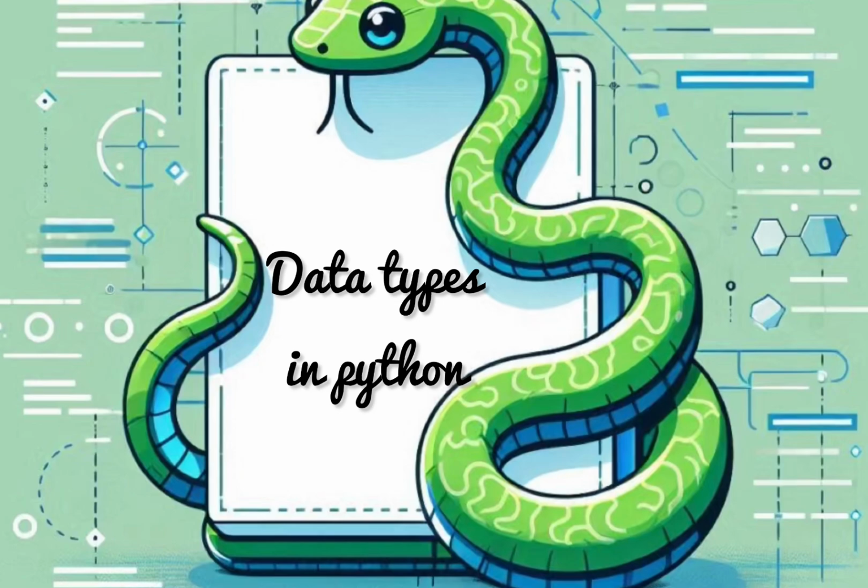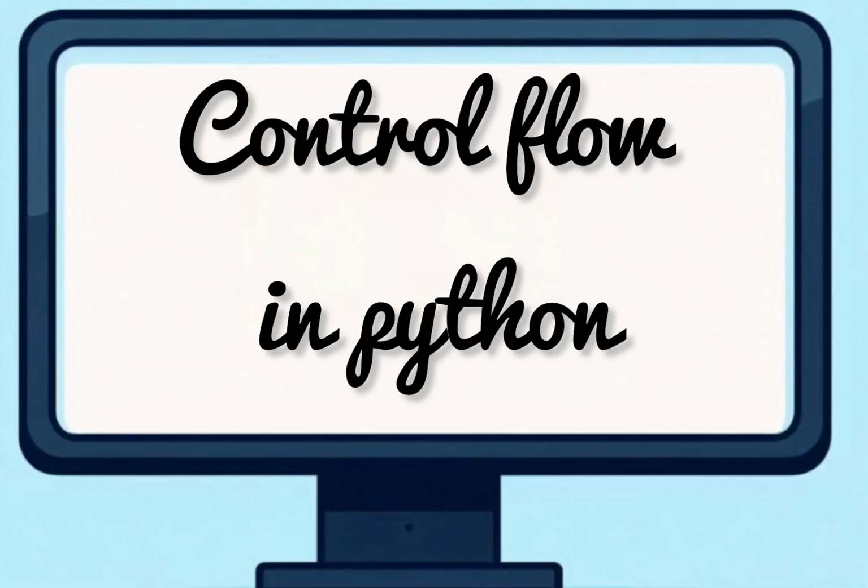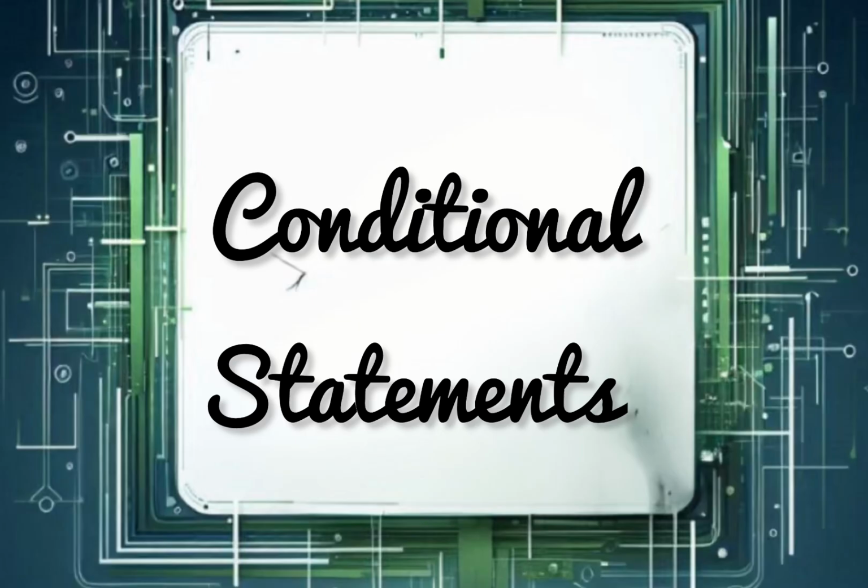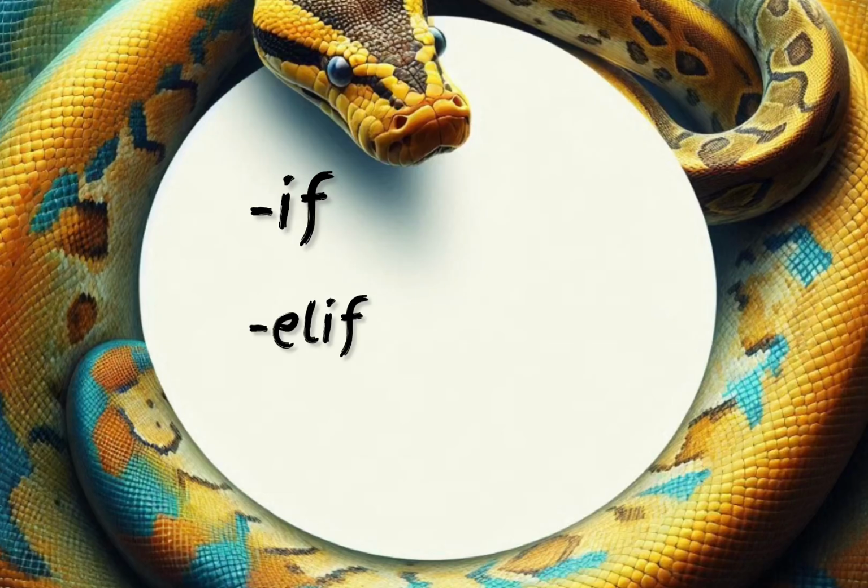In our last video, we explored data types in Python, learning how to work with different kinds of data. Today, we are moving one step further to explore control flow, which allows us to decide what happens in our program and when. Let's start with conditional statements, or as I like to call them, Python's decision makers. This includes if, elif, and else statements. This allows your program to make decisions based on conditions.